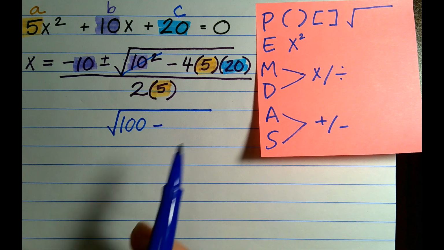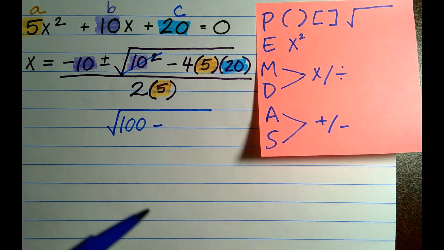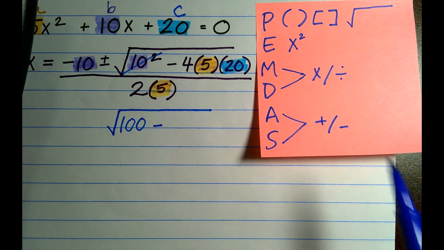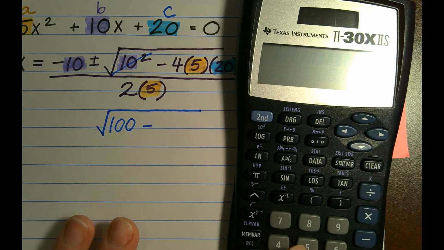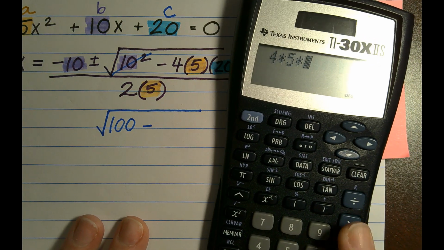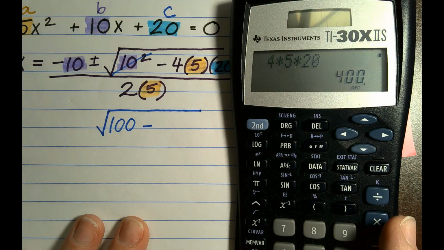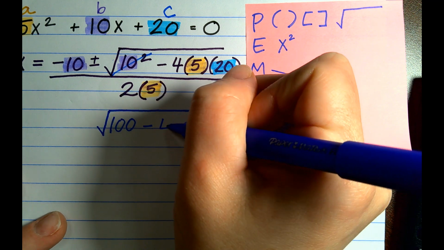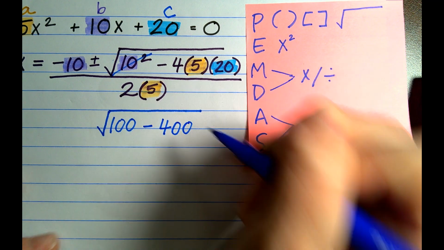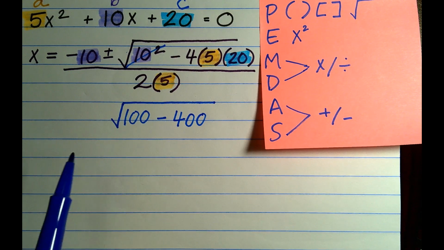Now we have minus 4 times 5 times 20. So we could put that in our calculator too. What is 4 times 5 times 20? 400. Good. So we're going to write 100 minus 400. The square root of that.